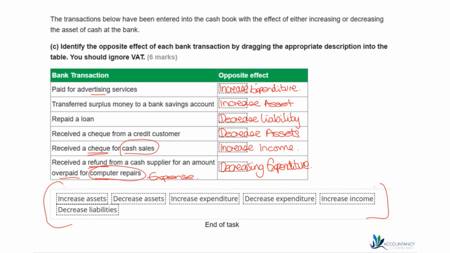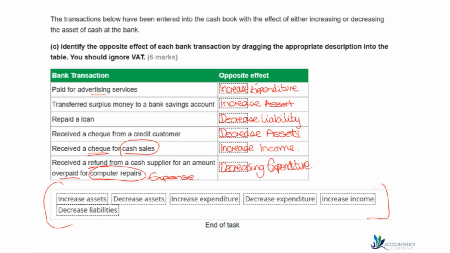So when you're given these type of questions, make sure you identify what type of account is involved and then have a look at whether you're increasing or decreasing. And that completes task 2.